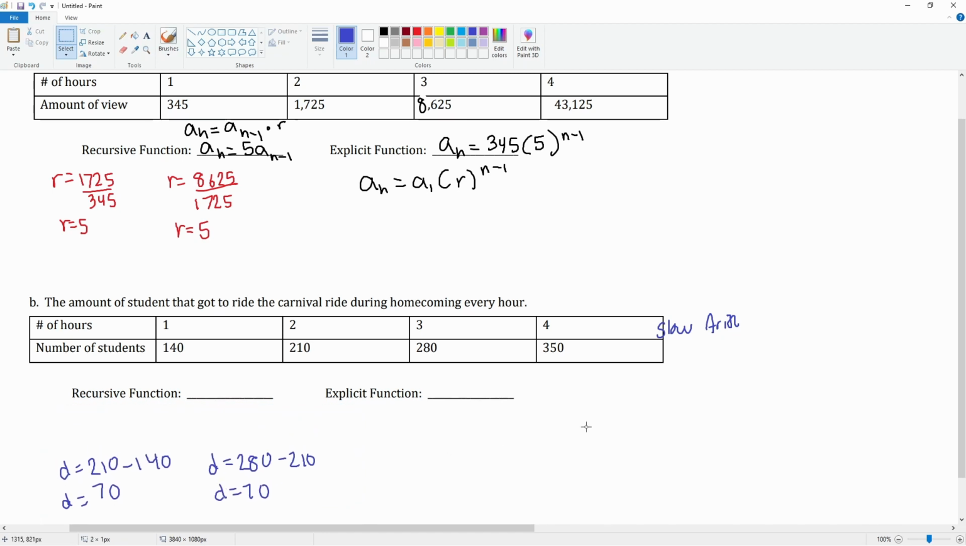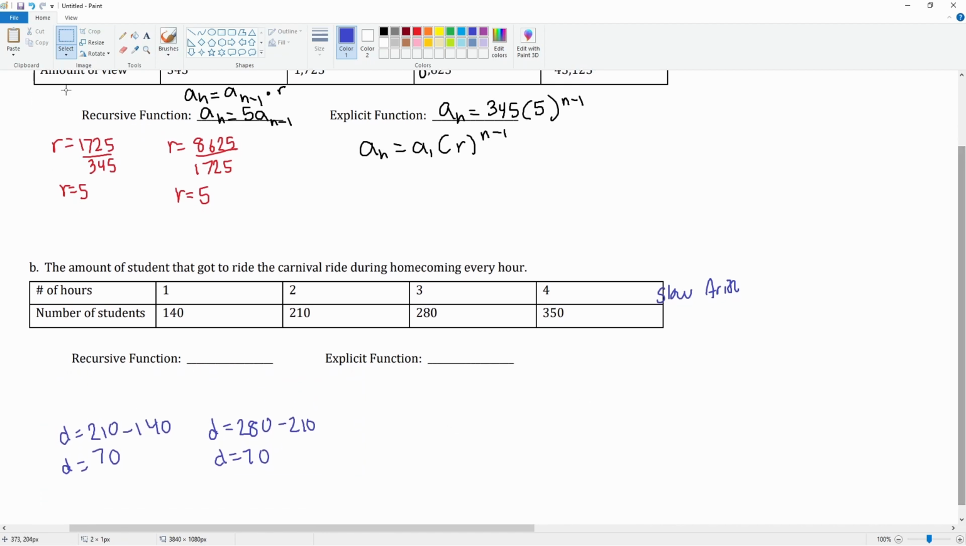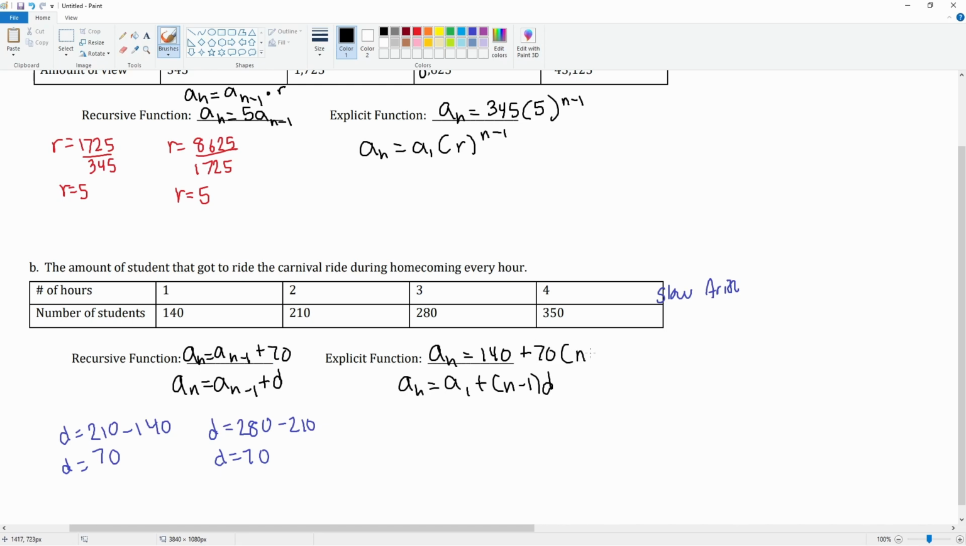So now we can just write down our formulas and plug in the values. The recursive formula is defined as a_n is equal to a_(n-1), the previous term, plus the common difference. So here, a_n is equal to a_(n-1) plus 70. The explicit would be a_n is equal to a_1 plus n minus 1 times the common difference. So the first term is 140. a_n is equal to 140 plus 70 times (n minus 1).